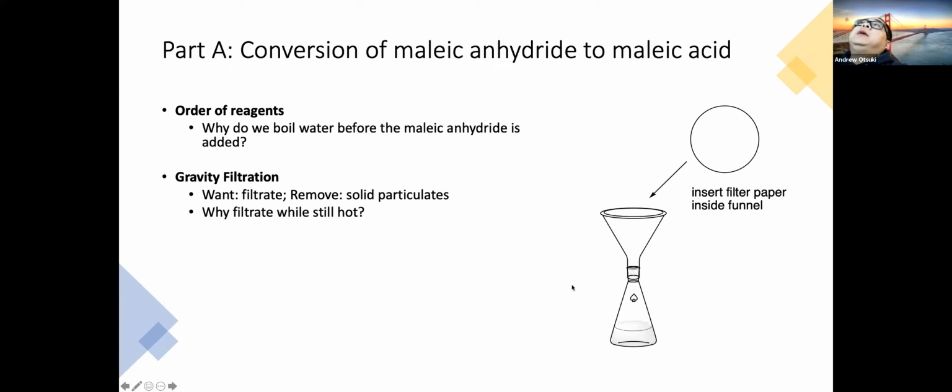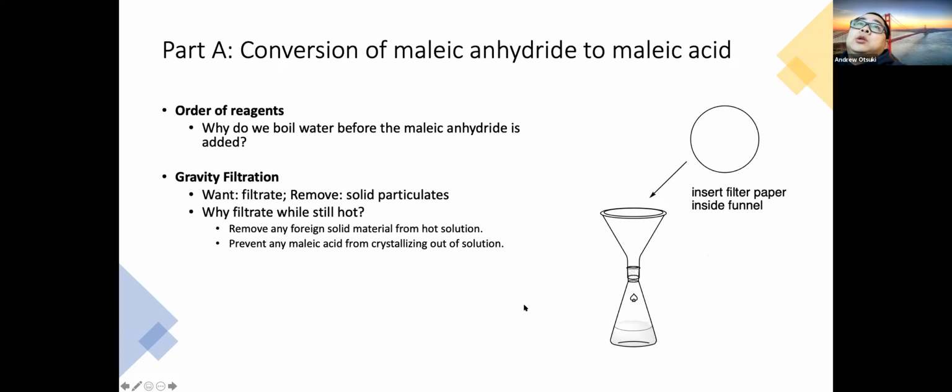Okay, so we want the filtrate because if we wait till it cools, some maleic acid may crystallize out of solution. So we don't want that, because when we go to do this filtration, we're going to lose some maleic acid in this part, and it'll be contaminated with some other byproducts. So we don't want that. Okay, so remove any foreign material, and then prevent any maleic acid from crystallizing out of the solution.